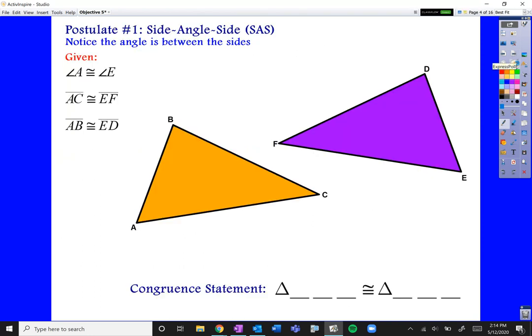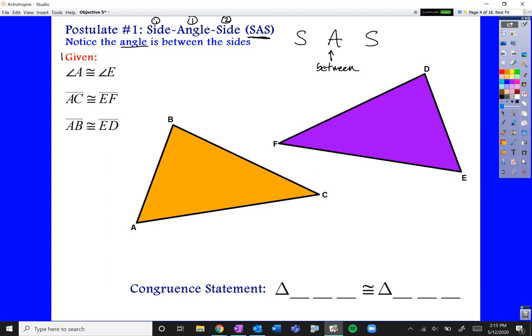So, the first postulate is called side, angle, side. So look at the 3 parts that it uses. It uses one side, one angle, and then another side. And we abbreviate it with SAS. So we have one side, one angle, and then a second side. But you notice that the angle, the way it's written, is in between. So the angle is between the sides.